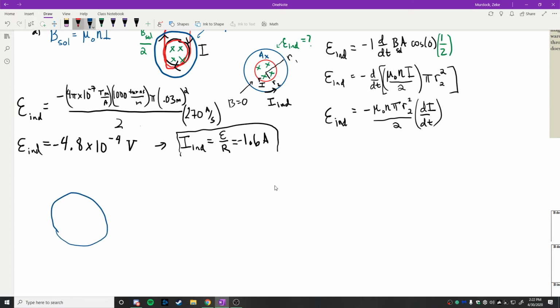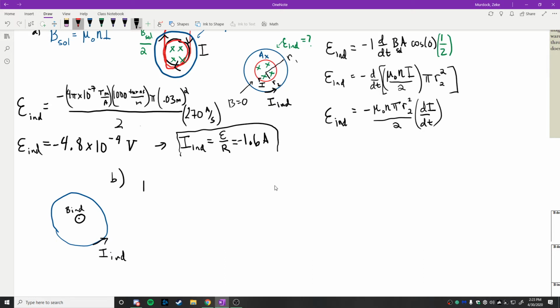So if I have my ring like this, and I have a current flowing in this direction here, you guys maybe just tell me, what direction is the magnetic field at the center here? Does it point into the board or out of the board? You can use the right-hand rule. So the magnetic field inside of here is going to point like this.